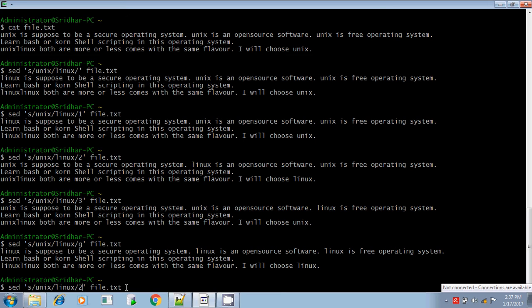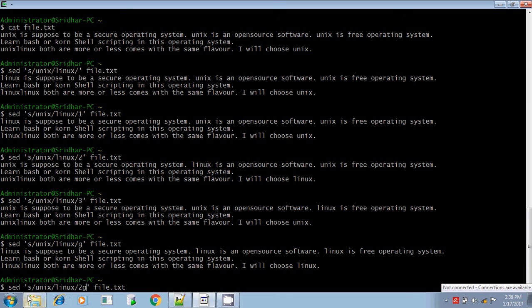And if you put G, all the instances present in the file will be replaced. So if you combine both 2 and G, from the second matching instance it will be replaced for the entire file. It will check for the second matching instance, and from the second onwards it will replace all the matching instances. It will leave the first matching instance. From the second matching instance it will replace all the successive matching instances.